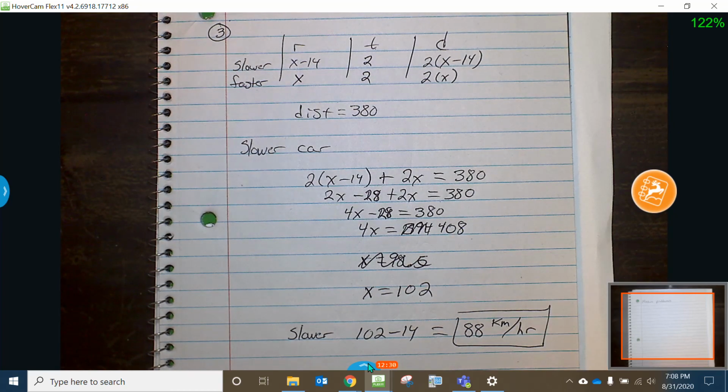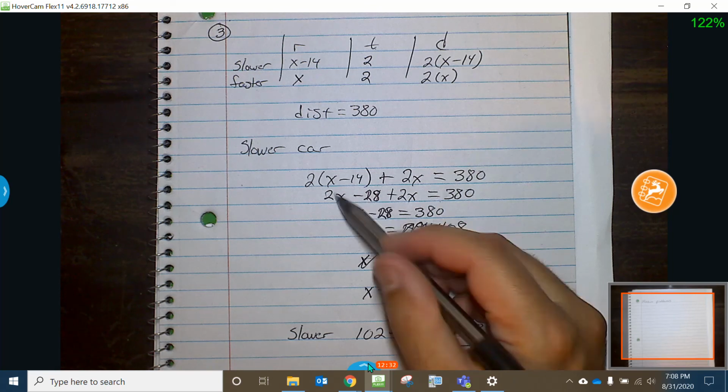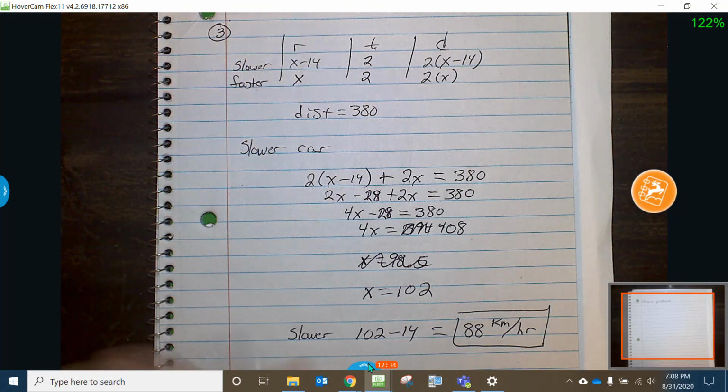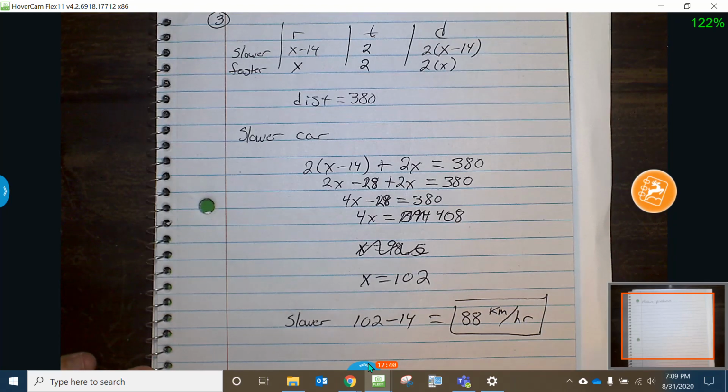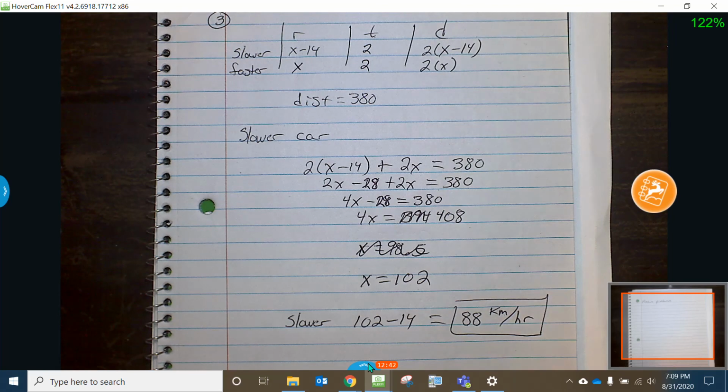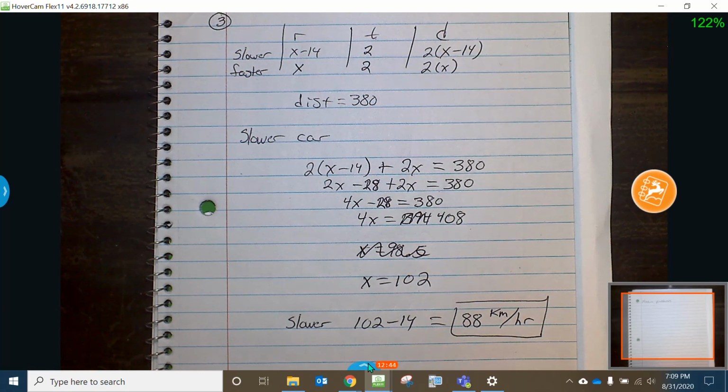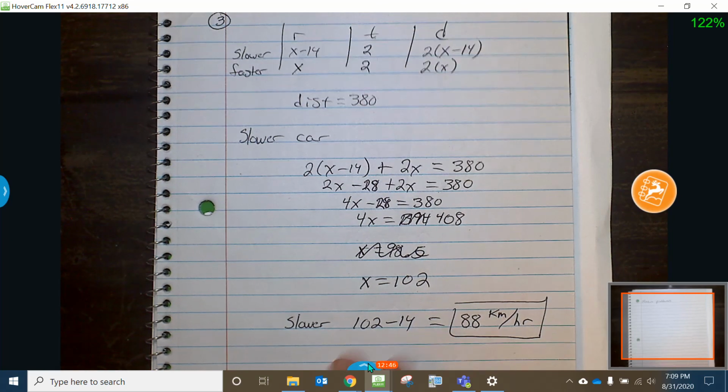So I just missed the distribute there. So when you're working it out, just be careful, check your work, because when you plug in your answer, it'll tell you right or wrong. So that completes our distance, rate, and time problems.